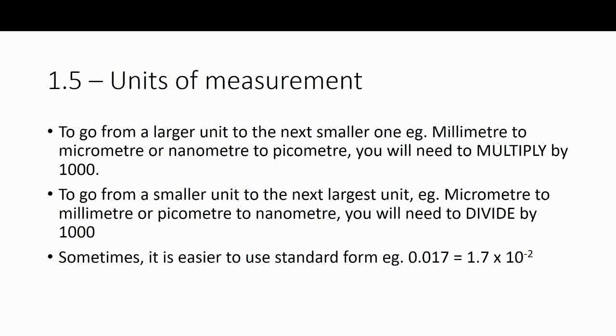Sometimes it's easiest to use standard form when dealing with numbers, e.g. 0.017 is 1.7 times 10 to the minus 2.